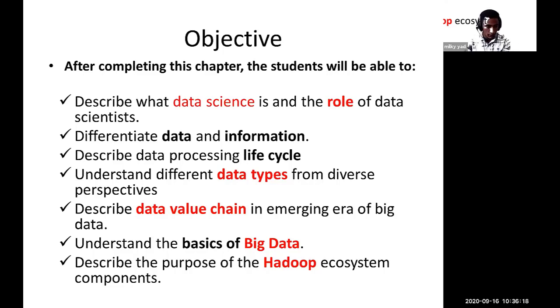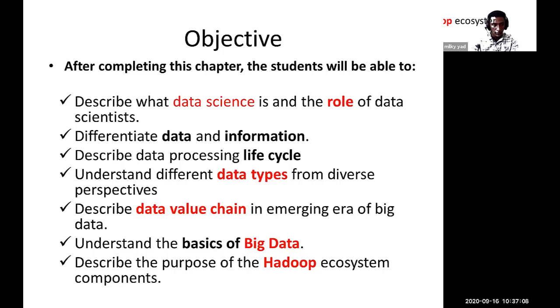And also we will describe the data value chain in the emerging technology era, in order to process big data. So in this chapter we will also discuss what I mean by big data. So we will see the data value chain and also understand the basics of big data. What do I mean by big data? Also, why we need big data. Also how to process big data or how to extract information from big data. So we will see different information related to big data. Lastly, we will see some open source software which is relevant to process big data.